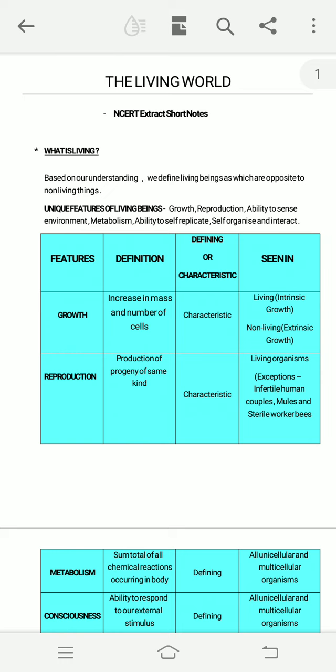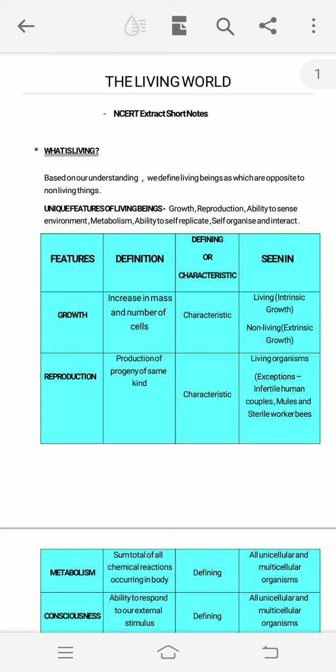So let's get started. The first topic is what is living. Based on our understanding, we define living beings as opposed to non-living things. We usually define living things comparatively, by which are living and which are non-living.